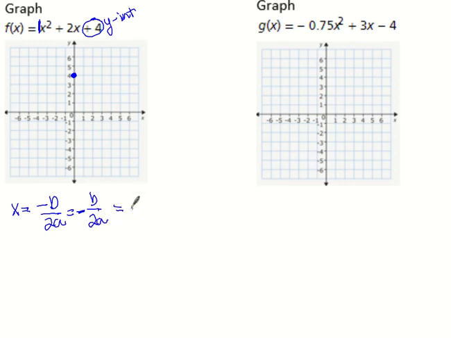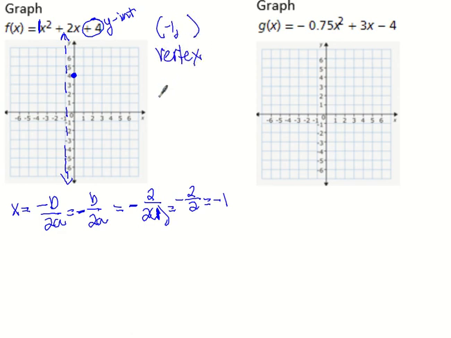So we would do -2/2 times 1. A is 1. And so we get -2/2, and we again get -1. So that means my axis of symmetry is right here at -1. That's also going to be my x-coordinate in my vertex, right? -1 something to get our vertex. And x equals -1 is my axis of symmetry.